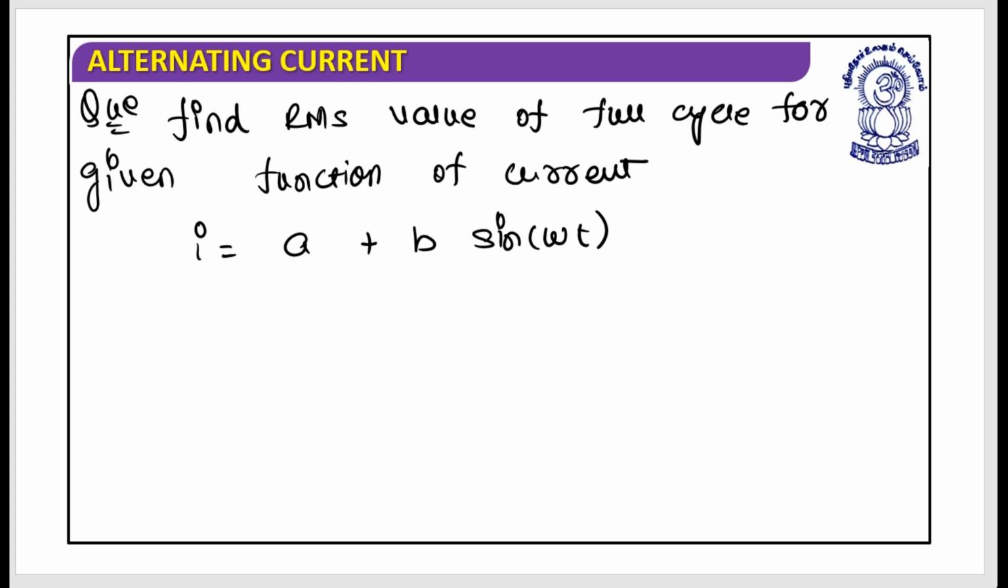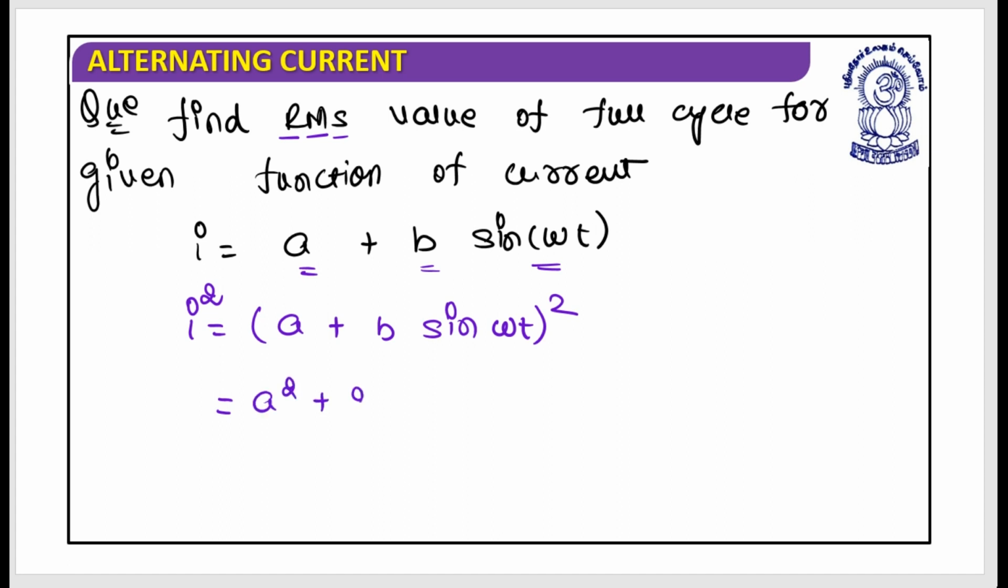What I can write is that I equals a plus b sine omega t. This is given. For root mean square, first let's square it and think step by step. So I square will be equal to a plus b sine omega t, whole squared. This will be a square plus 2ab sine omega t plus b square sine square omega t. I have done the first task.